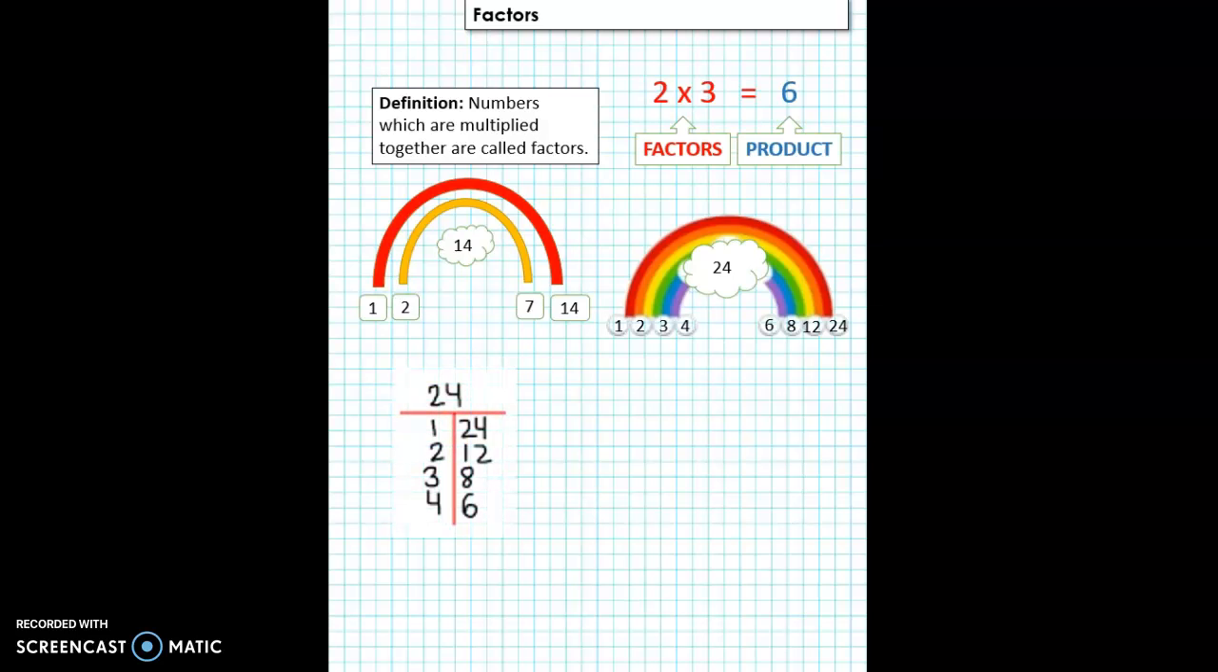Another method to use is the T-chart. Here is 24 shown using a T-chart. The product we are using is on top, and then you're listing the factor pairs on either side of the T.